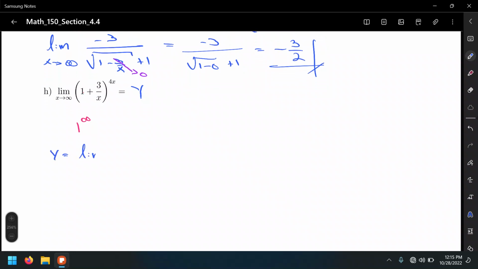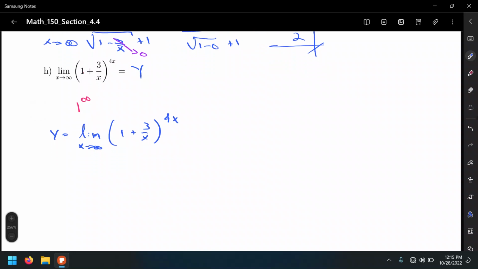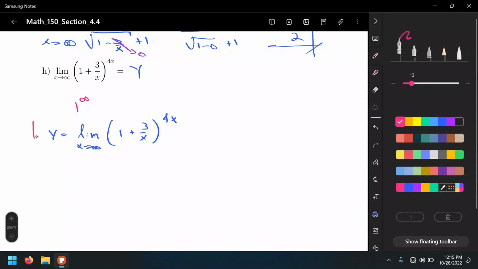y equals the limit as x approaches infinity of (1 plus 3 over x) to the 4x. In order to use L'Hopital's rule, we have to have a quotient of functions. This is not a quotient. It's a power, a function whose power is another function. However, we have logs, ln, and the smackdown rule here: make that exponent equal the coefficient.